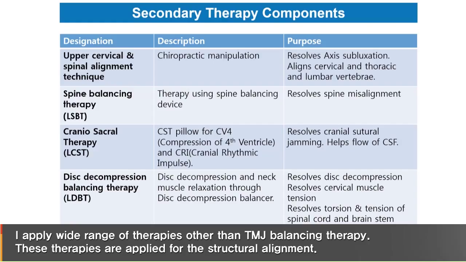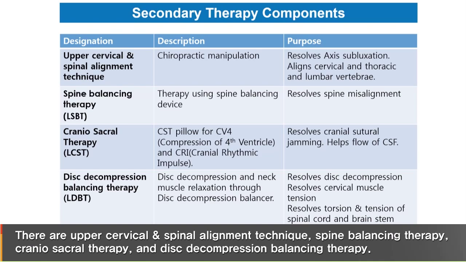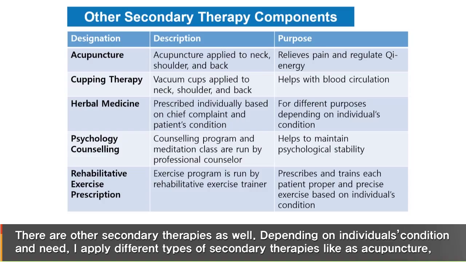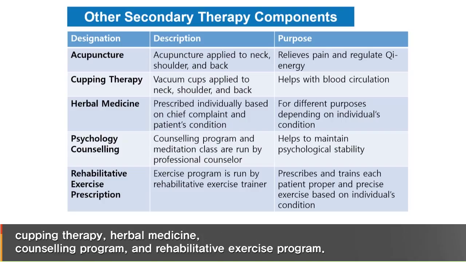I apply a wide range of therapies other than TMJ balancing therapy. These therapies are applied for structural alignment. There are upper cervical and spinal alignment technique, spine balancing therapy, craniosacral therapy, and disc decompression balancing therapy. There are other secondary therapies as well. Depending on the individual's condition and need, I apply different types of secondary therapies such as acupuncture, cupping therapy, herbal medicine, a counseling program, and a rehabilitative exercise program.